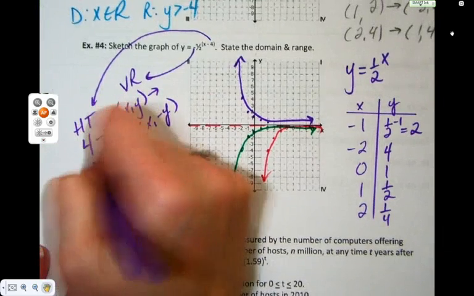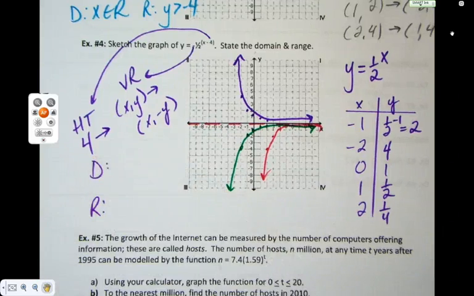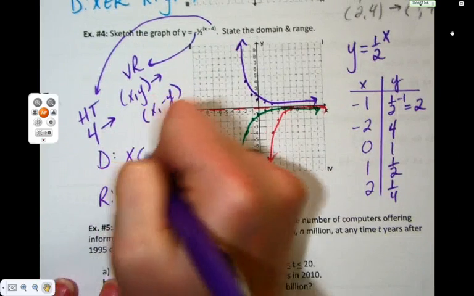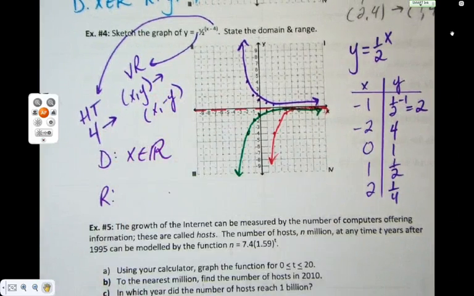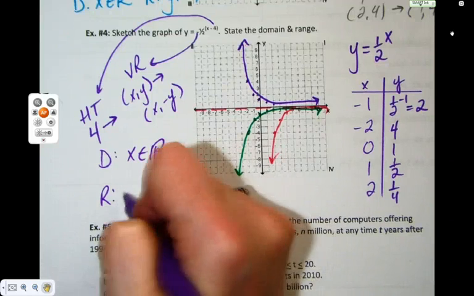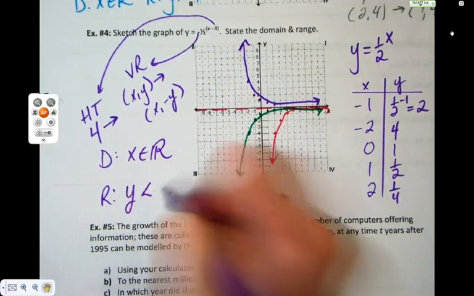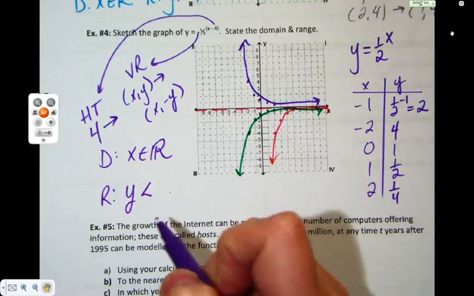Okay, word problem. Oh, thank you, domain, range. Domain? Range? Greater than or equal to, or just less than? Less than 0.